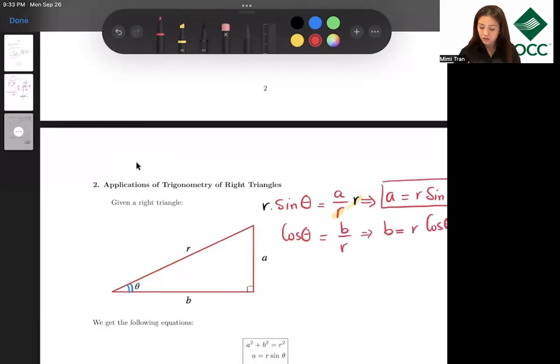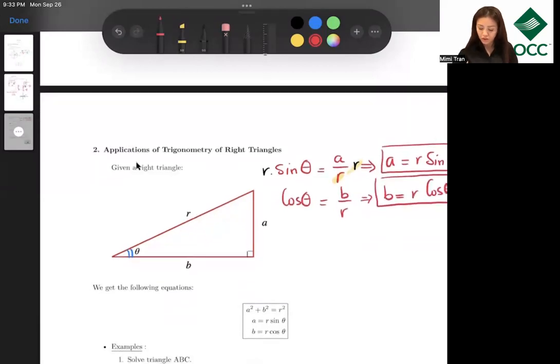Let me box these because it's important. We're going to need it later. I also wrote it here for you. And of course, the first one is the Pythagorean theorem, right? a squared plus b squared equals c squared, or r squared in this case.